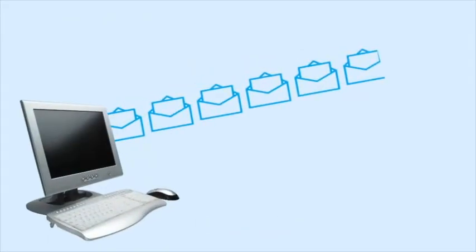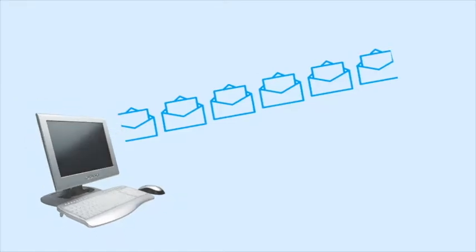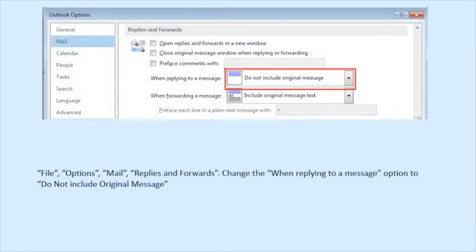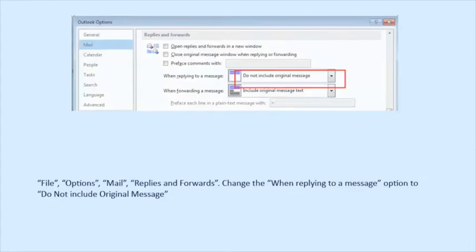Another cause of email-related breach arises where individuals send a whole chain of emails containing personal data instead of starting a reply from a blank slate. It is an Outlook default to include the entire text of an original message when you reply to it, but you can easily switch that off. You just go to File, Options, Mail, Replies and Forwards, and then simply change the when replying to a message option to Do Not Include Original Message. Alternatively, you can manually strip out original messages before sending.